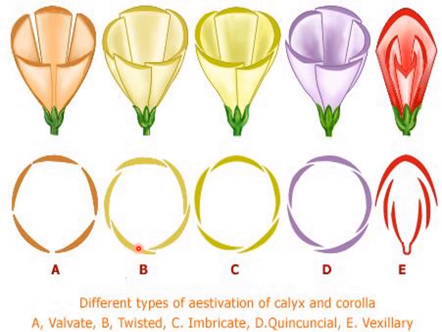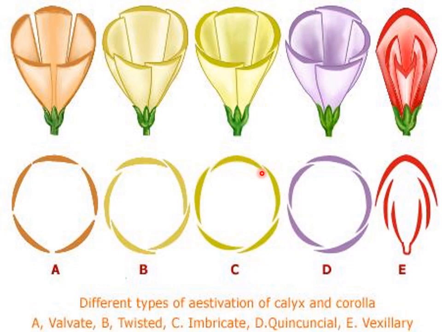Number C is imbricate estivation, in which one petal or sepal is completely inside, with both edges inner, and another petal or sepal has both edges outer, the remaining alternate, meaning one is inner, one is outer, one is inner and one is outer. This is imbricate estivation.